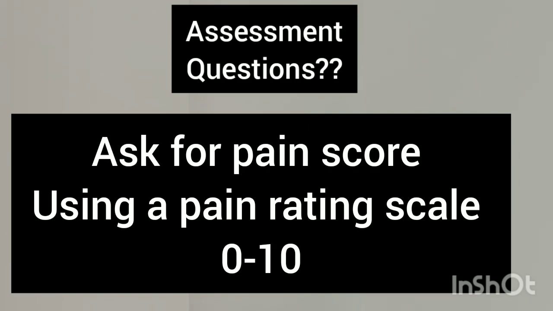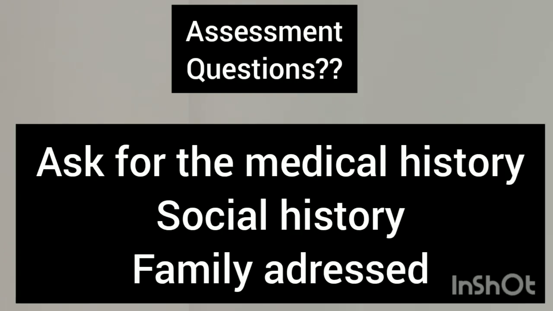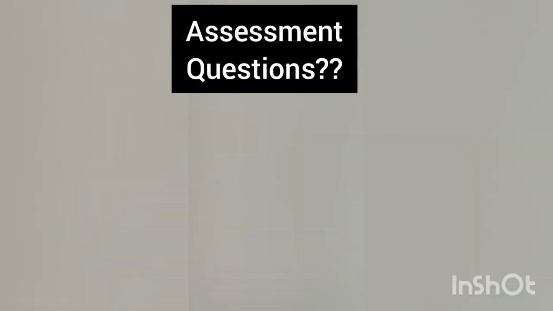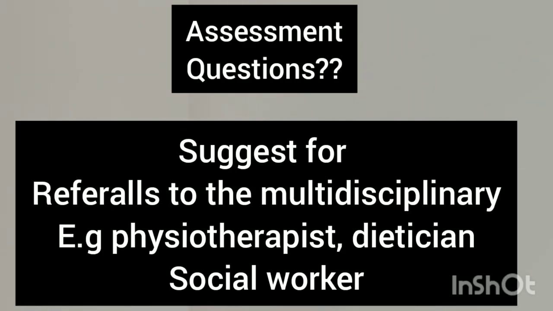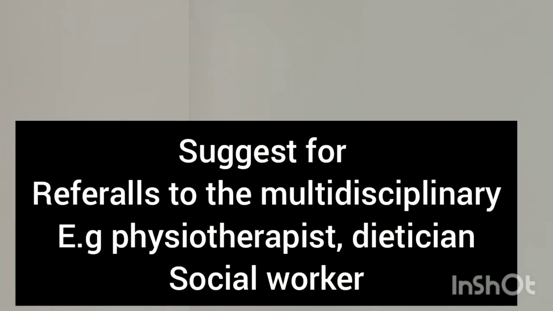On a scale of 0 to 10, where 0 is no pain and 10 is the worst pain, confirm the pain score. Ask for the medical history and family history, and also check for any risks identified like falls, pressure ulcers, and malnutrition, and suggest referrals with consent to the multidisciplinary team: physiotherapist, nutritionist, dietitian, social worker.